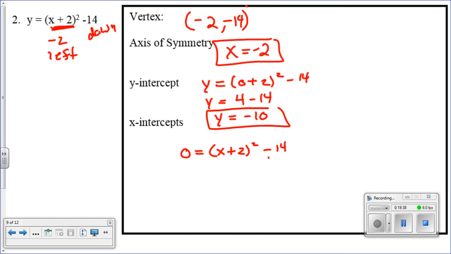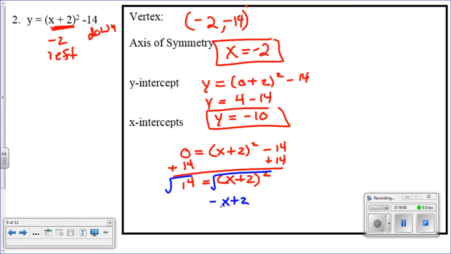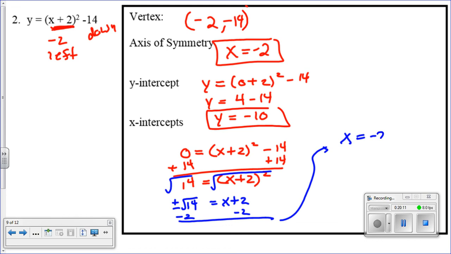And all I have to do is bring the 14 over, and I get 14 is equal to the binomial (x + 2), whole thing squared. The opposite of squaring is square root. Square root is finding one of two equal factors, so over on this side, one of those two equal factors is x + 2. On the other side, it's plus or minus radical 14. And then I'm just going to bring the 2 over, so I end up with x is equal to negative 2 plus or minus radical 14.